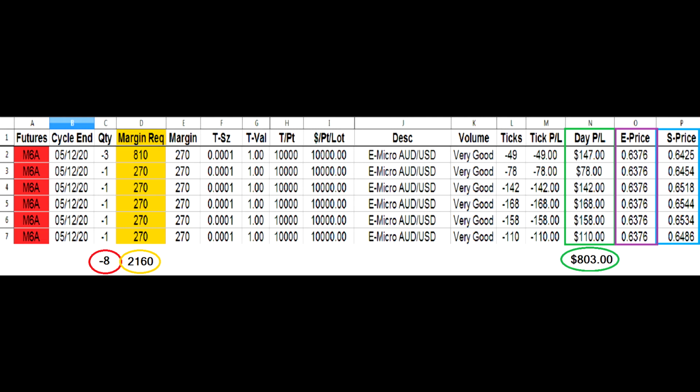So let's look to the far right-hand side. On the third line down, all the way to the right, you'll notice the S price on the third line is 0.6518. The price is still coming up, right? And the next line below that, add another contract, the price is still going up, 0.6544. The next line below that, look, the price actually came down a little bit, 0.6534. And then the very last line, all the way to the right, you'll notice the price has come down again, 0.6486. And at that point, I stopped adding to my position.